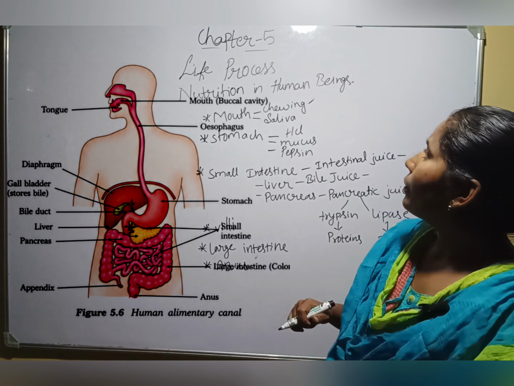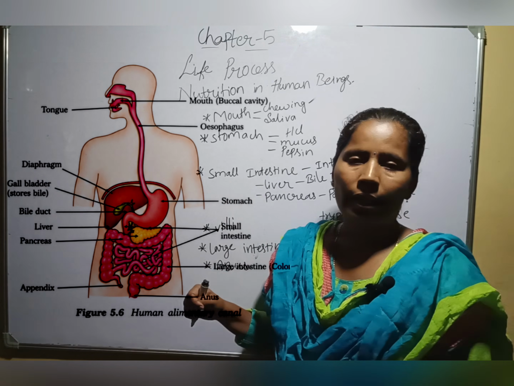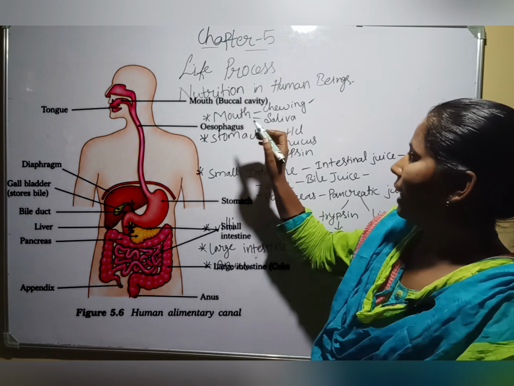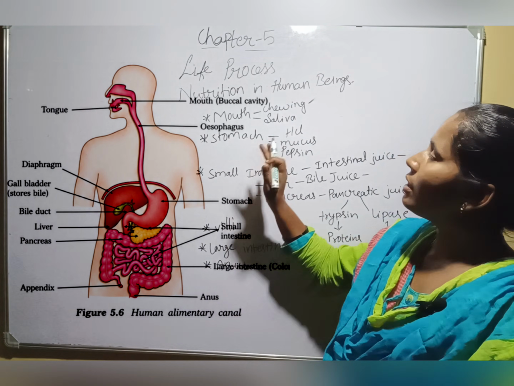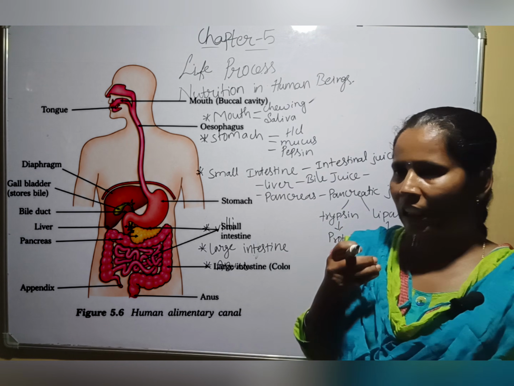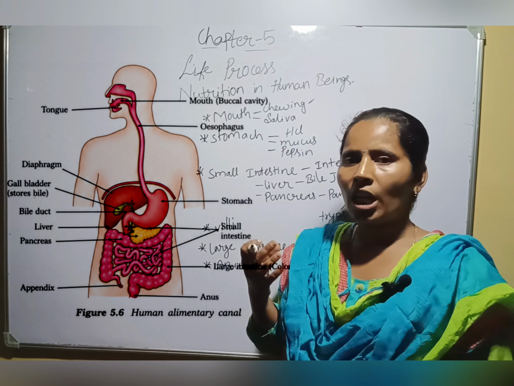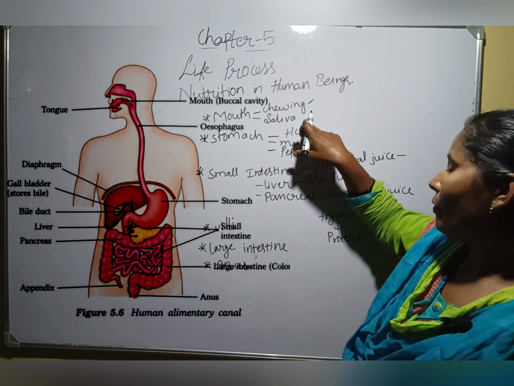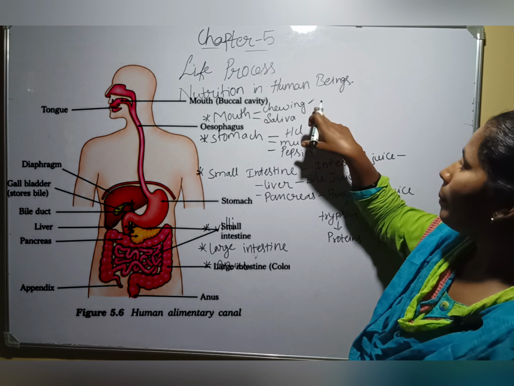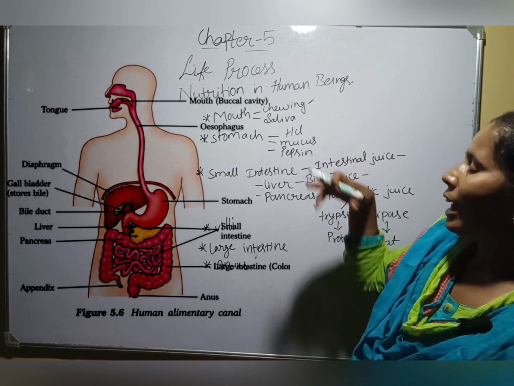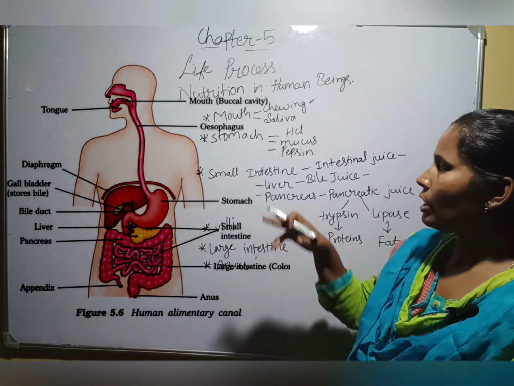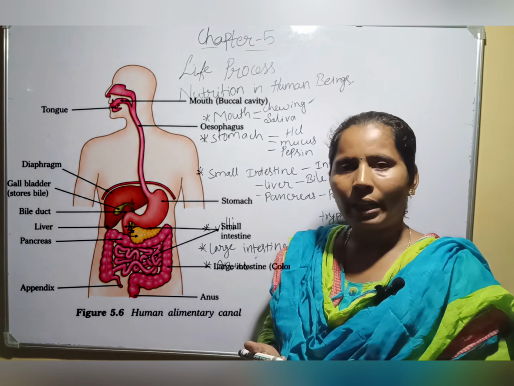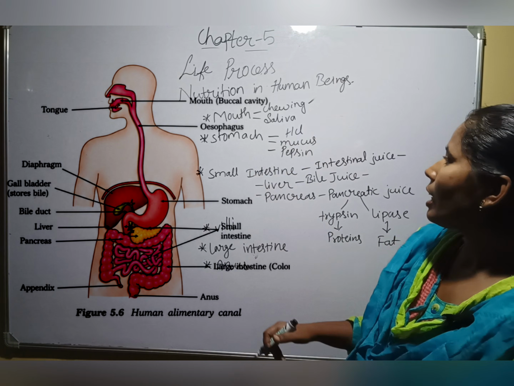So next topic, nutrition in human beings. So this is the diagram. Please practice the diagram for the sake of the board exam. Here the nutrition in human beings starts from the mouth. When we intake the food, the first thing is we crush or chew the food with the help of teeth. Here the saliva will be mixed with the chewed food. It helps the food to pass through the esophagus to the stomach. There is an enzyme called salivary amylase which helps the food to move towards the stomach.